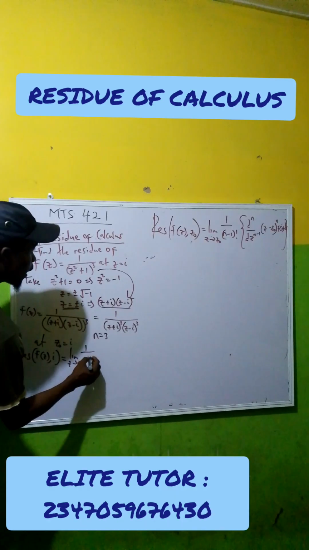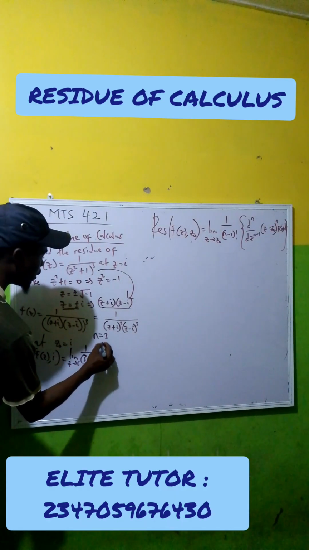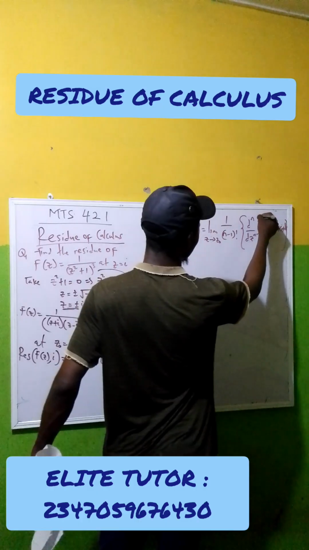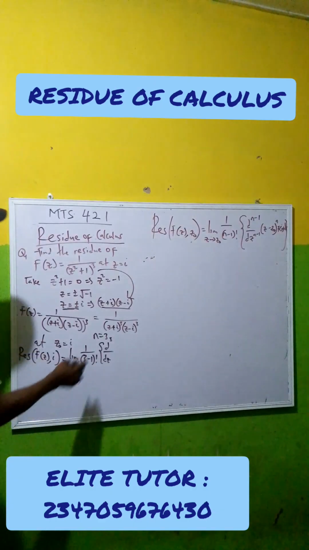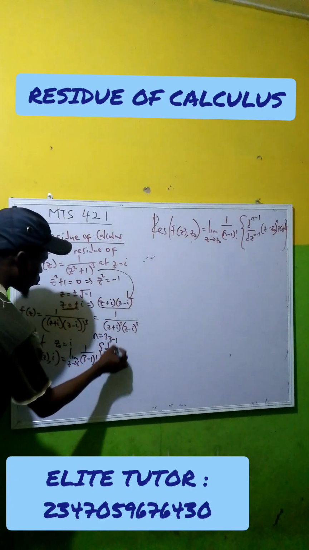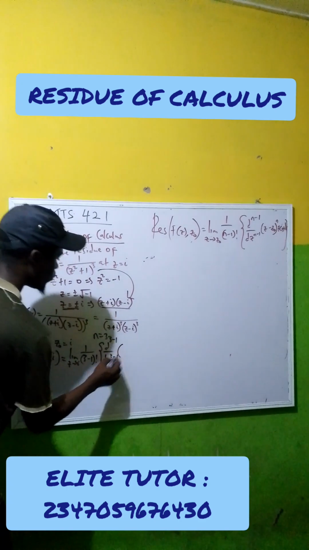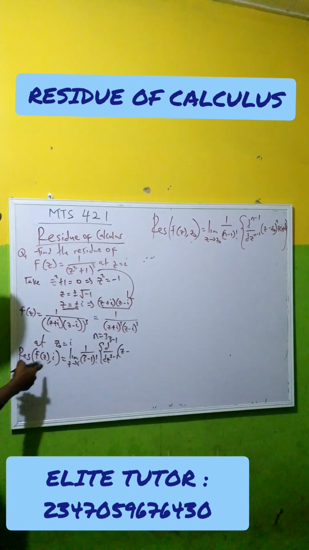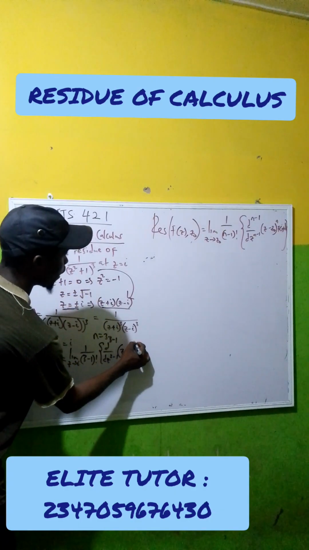So our n is 3, that's 3 minus 1 factorial, then into the differentiation, that's d raised to power 3 minus 1 over dz raised to power 3 minus 1. So we are having what? Our z minus, what is our z naught? Our z naught here is i, raised to power 3.